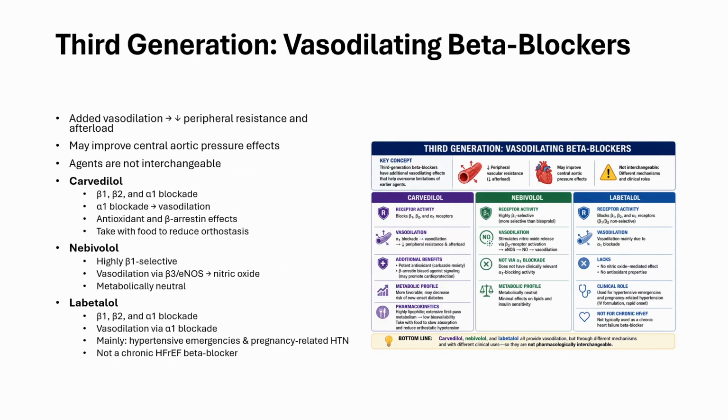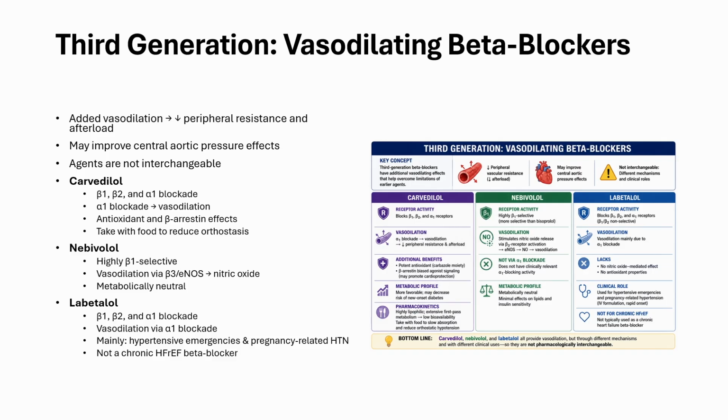Third-generation beta blockers are different from earlier beta blockers because they have additional vasodilating effects. This means they not only block beta receptors, but also help relax blood vessels. This may help overcome some limitations of older beta blockers, such as less reduction in peripheral vascular resistance and less favorable effects on central aortic pressure.